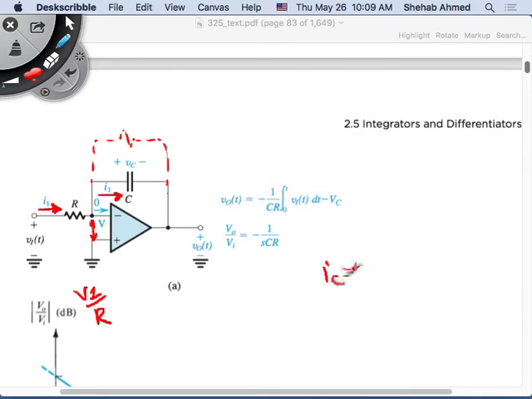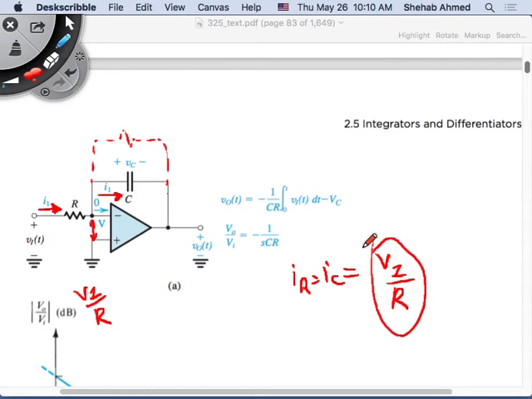Current in a capacitor is equal to C dV/dt. Sorry, current through the resistor is what? VI over R. And this is the same as the current through the capacitor. So it's a DC current, a fixed current that I'm putting through this capacitor. What is the corresponding voltage? VC is equal to 1 over C integral of IC dt.